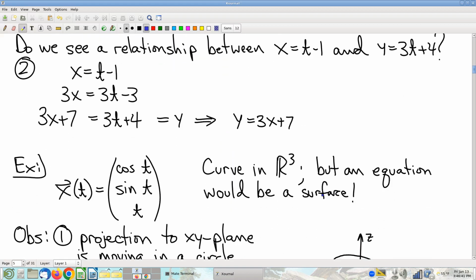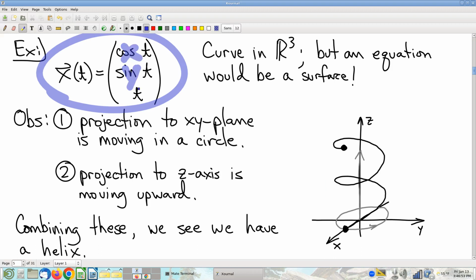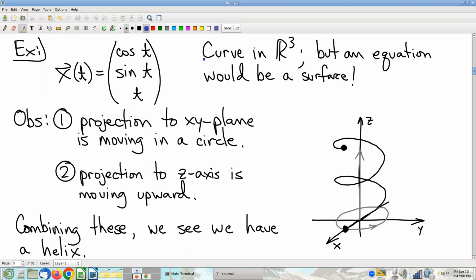Alrighty. Let's see a three-dimensional example. Here is a parameterization. Position is a function of time, but notice this is giving you x, y, and z, all as functions of time. And so this draws out, if you will, a curve in space. Now, a temptation would be to say, let's find the equation of that curve. But if you think about it, an equation in space typically will give you a surface, not a curve.